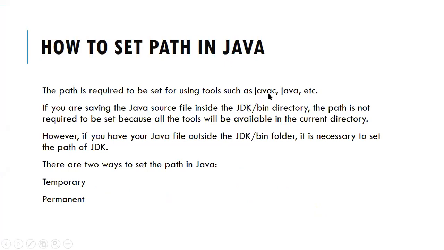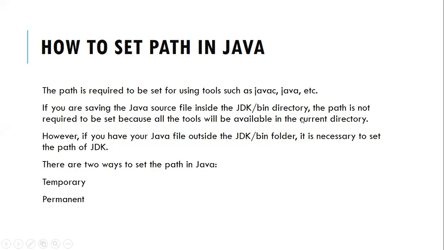So javac is nothing but the program or application that is used for compilation. Javac stands for Java compiler and java is the interpreter. These two tools are required to execute the program. If you are saving the Java source file inside the JDK bin directory, the path is not required to be set because all the tools will be available in the current directory.